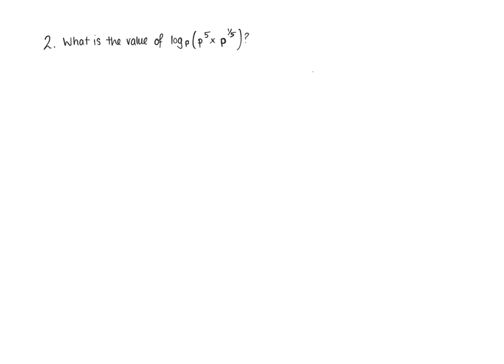For question 2, we've got log to the base p of p to the power of 5 times p to the power of 1/5, and we need to find the value of it. The first thing we need to do is sort these powers. When they're multiplying, what happens with our powers? We need to add our powers together. So we've got a fifth plus 5, or 5 plus a fifth, that way round.